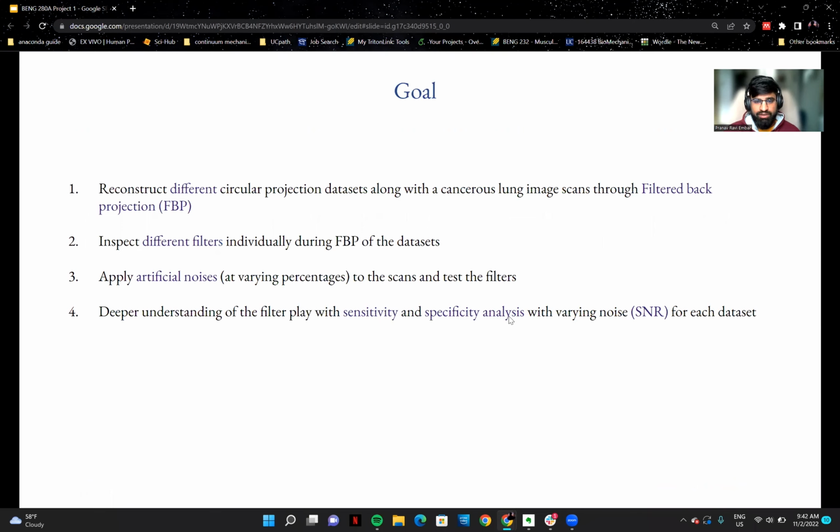Firstly, we are going to analyze four datasets through filtered back projection. Three of them are going to be with different distributions of circles, and one would be a clinical lung CT scan. We would then try different specific filters and use varying noises for each dataset individually, and finally compare the results for sensitivity and specificity of reconstruction during filtered back projection.